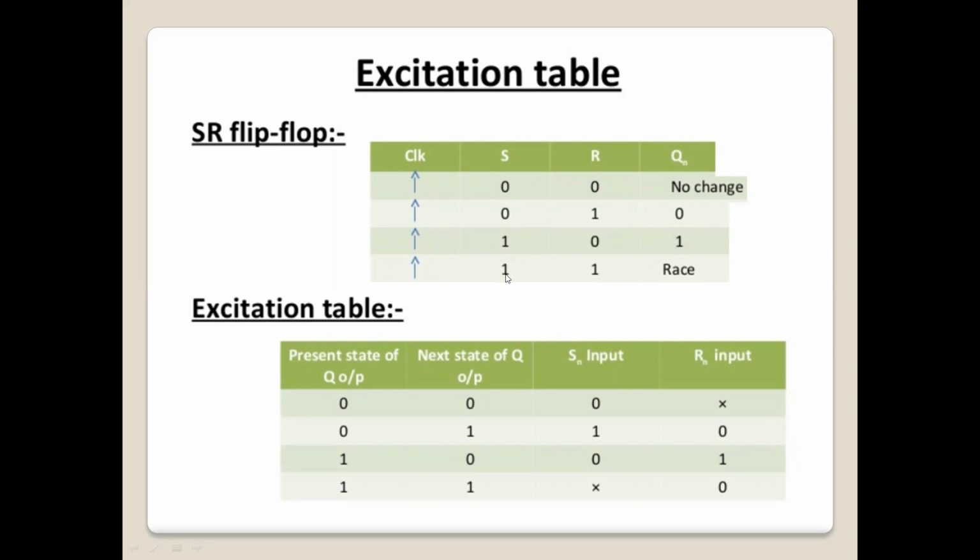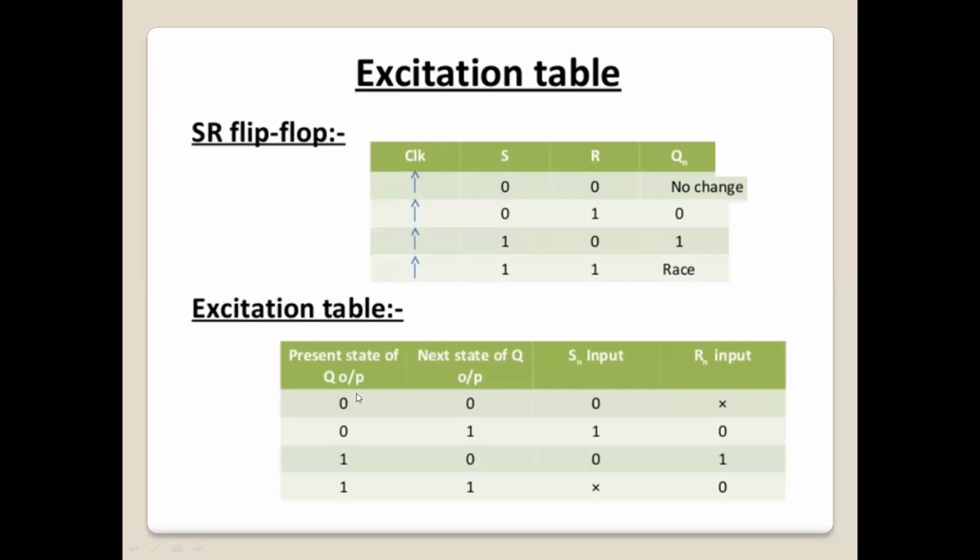And for the last condition, if both inputs are 1, the output is invalid. So this is the last condition, S equal to 1, R equal to 1. This is the disadvantage of SR flip-flop. So this is the truth table of SR flip-flop. Moving on to the excitation table.